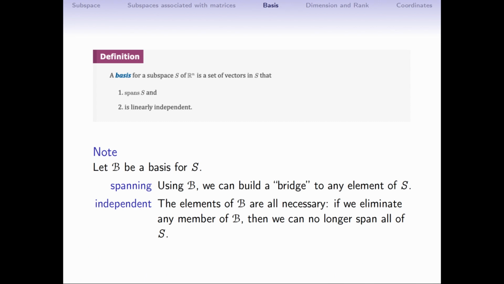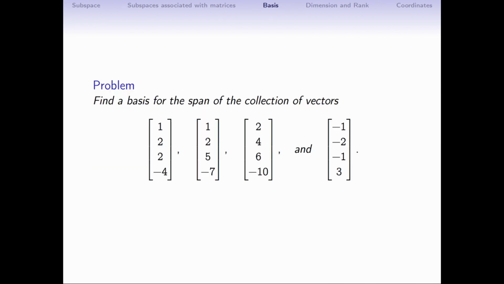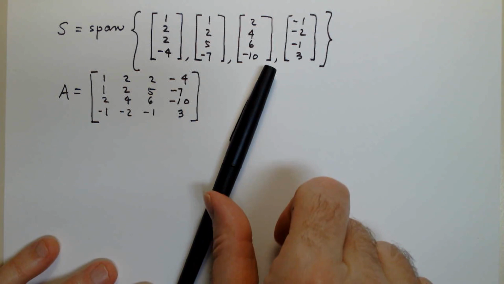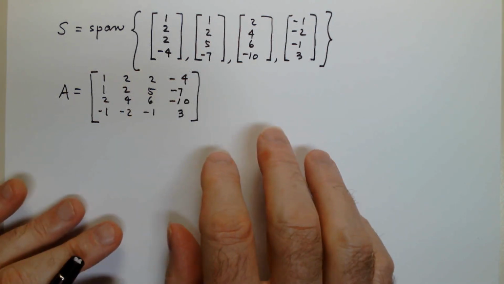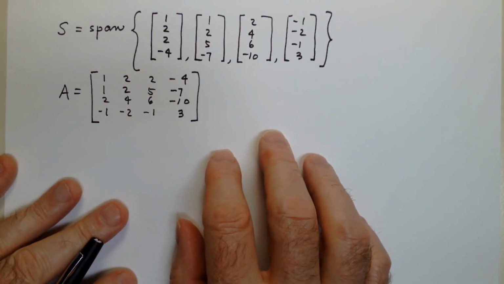Now, to get comfortable with this idea of a basis, let's work the following problem. Find a basis for the span of the collection of vectors shown below. Let's go to the document camera and I will show you how we can proceed to find a basis for the span of this collection. All right, welcome to the document camera. Let's take a look at the solution to this problem.